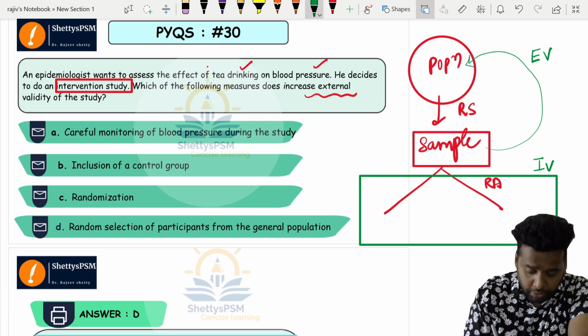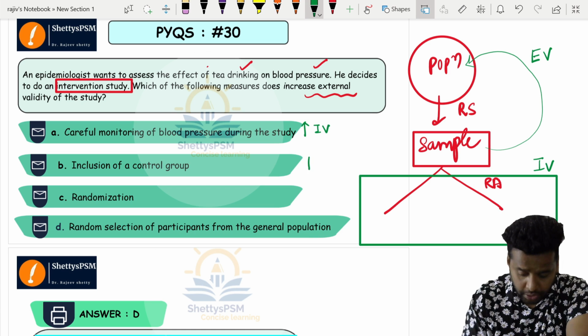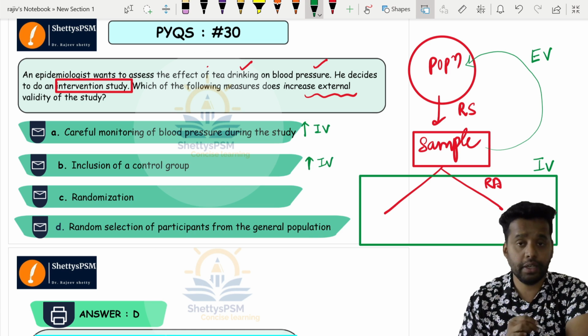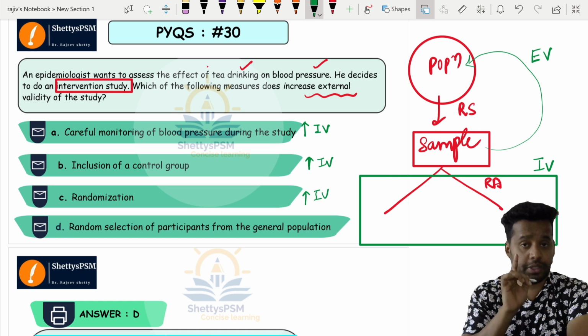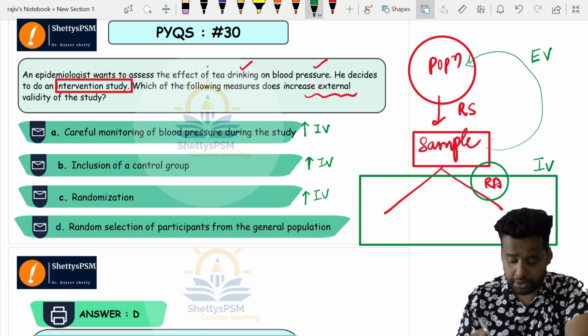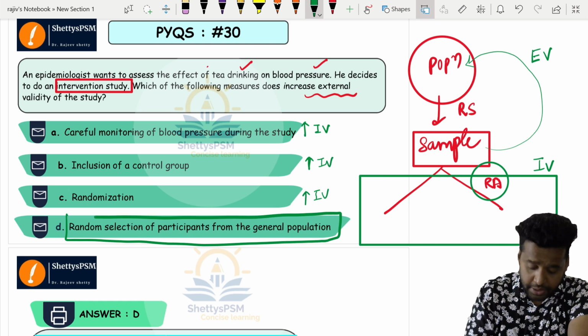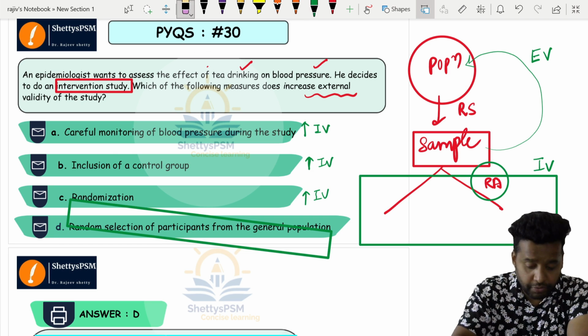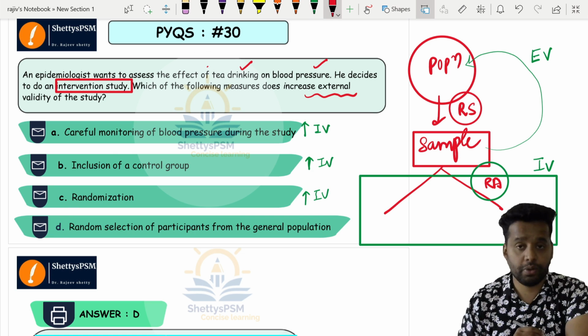Careful monitoring of blood pressure will increase internal validity, including controls. Randomization also increases internal validity. The second step is called randomization, which we have discussed. Random selection, the initial thing we did, will increase external validity. See the steps that I am showing.